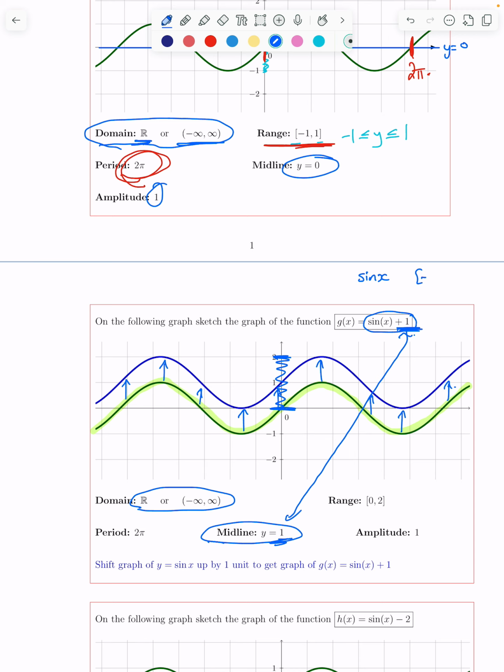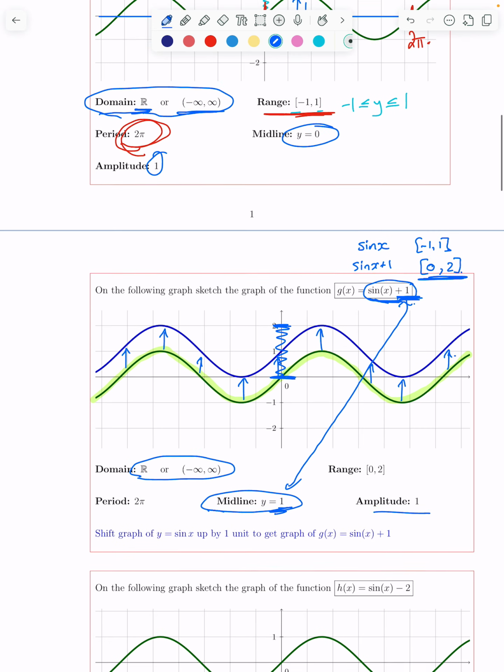Well, you know sine x has a range from minus 1 to 1. And then if you add 1 to the lowest part and to the highest part, that's how you get the new range. Just to tell you, if you didn't have the graph in front of you, how you might get the new range. I'm not going to focus too much on the amplitude.